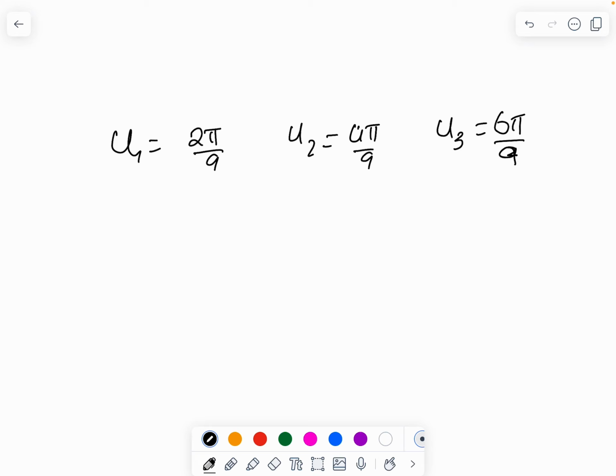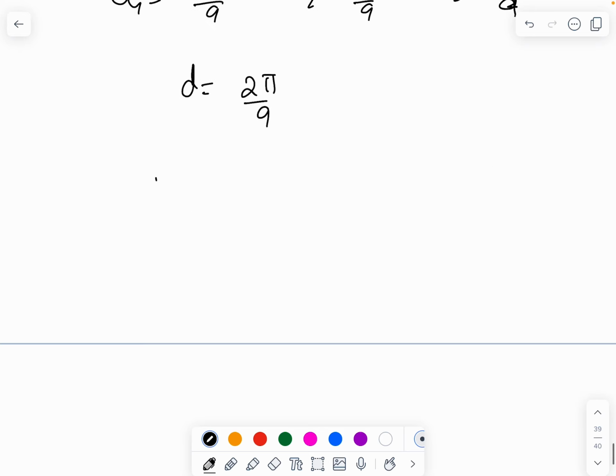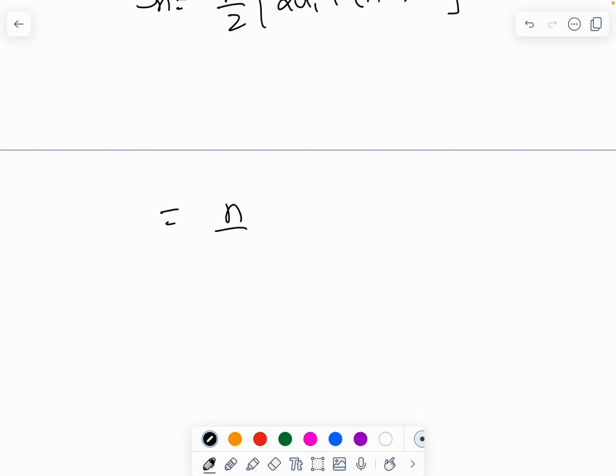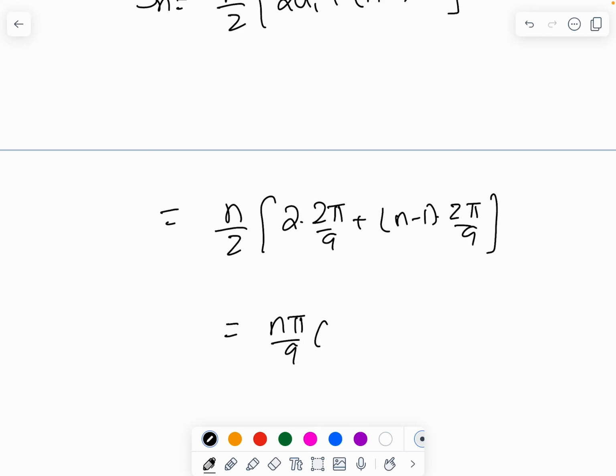So we can see that the common difference is going to be 2 pi by 9. So the Sn formula is n upon 2 times 2u1 plus n minus 1 times d. So what is n upon 2? 2u1 is 2 pi by 9, plus n minus 1 times d, which is also 2 pi by 9. Simplify that, you should be able to get the answer.